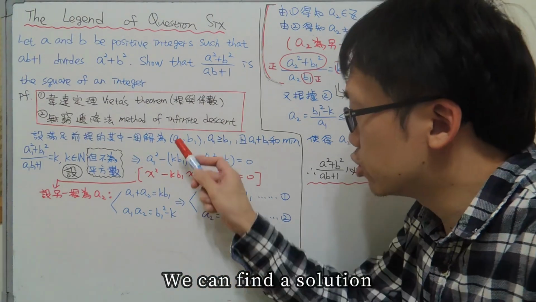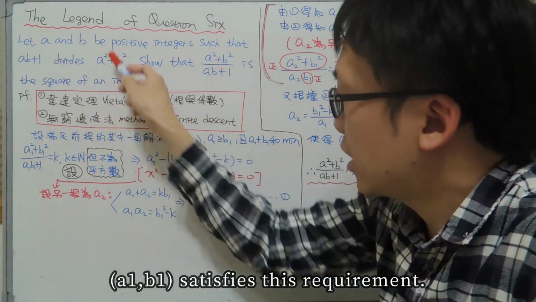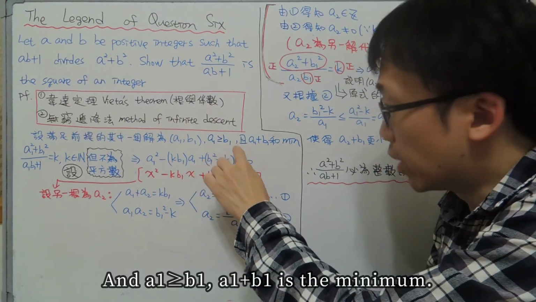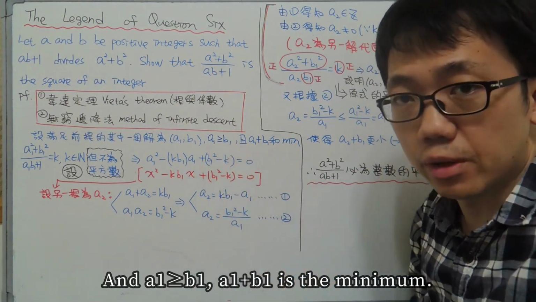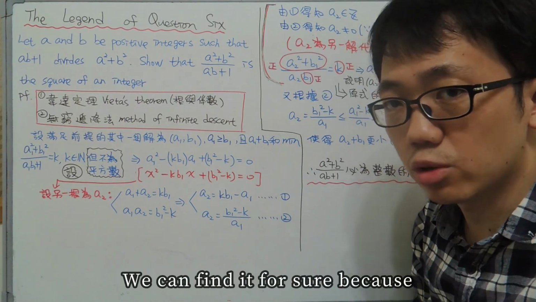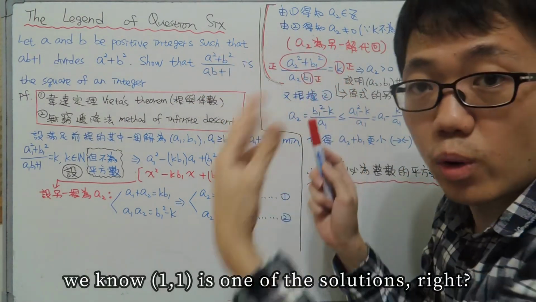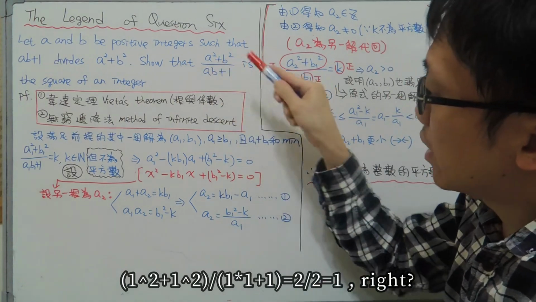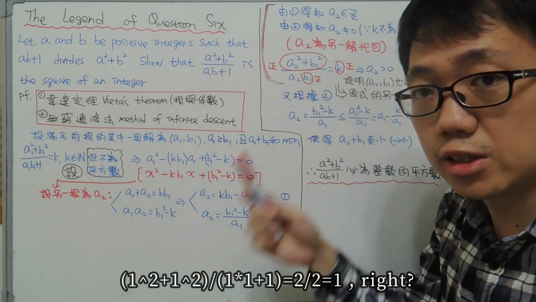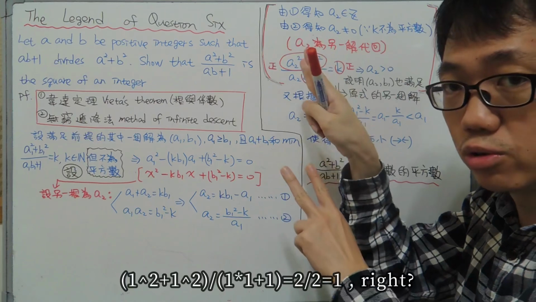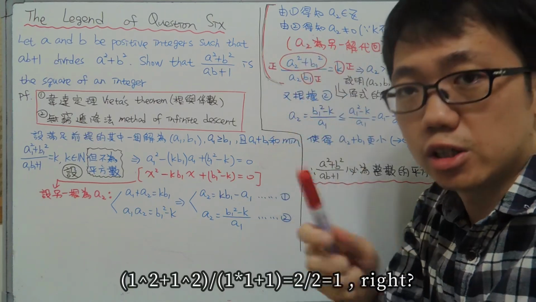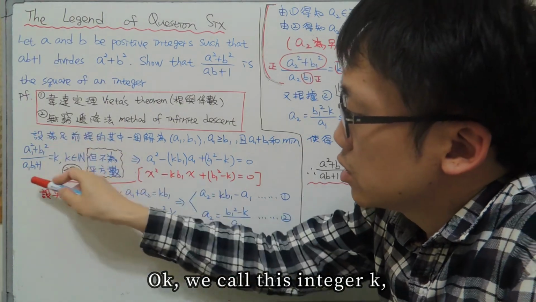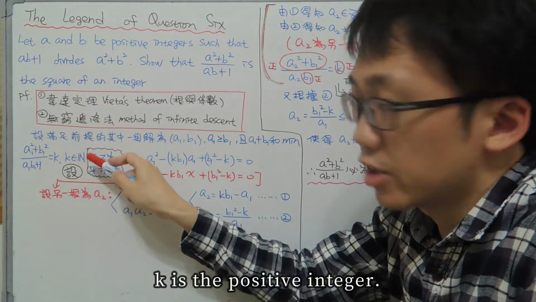We can find a solution a1, b1 satisfying this requirement, and a1 is bigger or equal to b1, with a1 plus b1 the minimum. We can find it for sure because we know 1, 1 is one of the solutions, right? 1 squared plus 1 squared divided by 1 times 1 plus 1 is equal to 2 divided by 2, which is 1, right? It's an integer. We call this integer k. k is a positive integer.